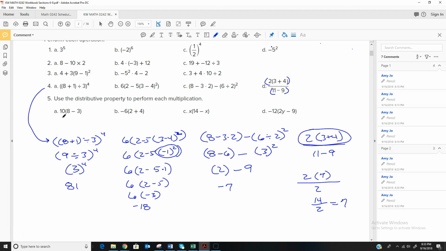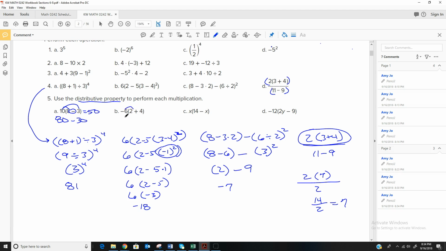On these last ones, I think we can squeeze those in here. So 10 times (8 minus 3), we're supposed to use the distributive property. On this one, I could do what's in the parentheses and then multiply, but it specifically says to do the distributive property. So 10 times 8 is 80. 10 times, notice it's a negative, so 10 times negative 3 is minus 30. And we end up with this equaling 50.